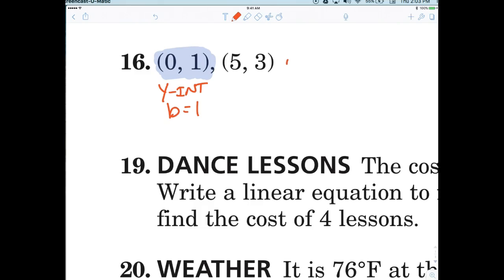Now let me show you how that helps you. Now all we have to do is find m. 3 minus 1 over 5 minus 0. What's 3 minus 1? 2. 5 minus 0? 5. Equation. Come on, I want someone who's been paying attention.